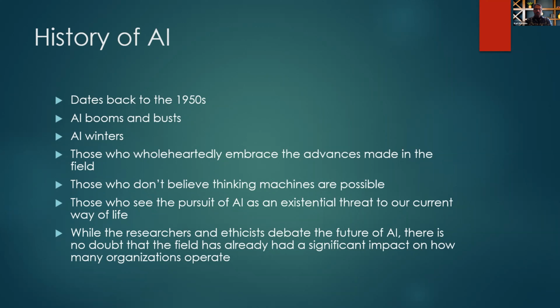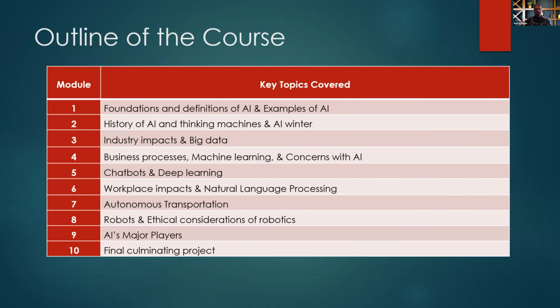But while the researchers and the ethicists debate the future of AI, there is no doubt that the field has already had a significant impact on how many organizations will operate. Here was the outline of the course, and I'll go through these topics real quickly. It was a 10-module, 10-week course. We started out with the foundations and definitions of AI and examples of AI.